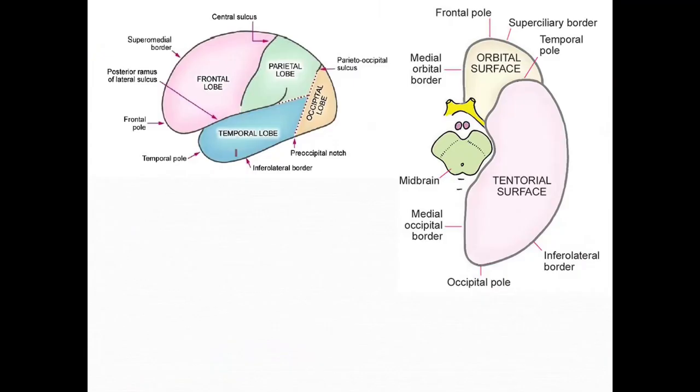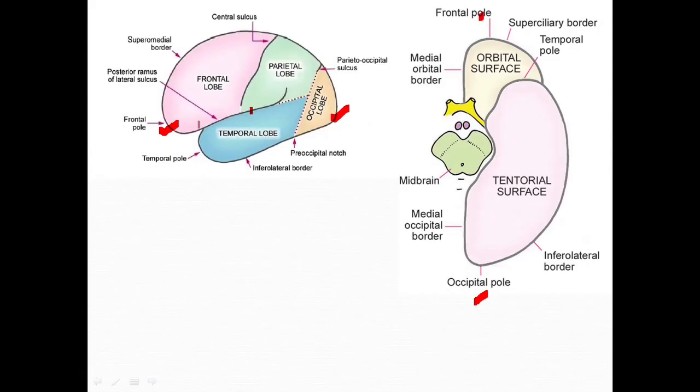In this photograph, you can identify the superolateral surface. You can see the frontal pole, then the occipital pole, and the lateral-most view you can call the temporal pole. In the inferior surface also, I can term the occipital pole and the frontal pole.